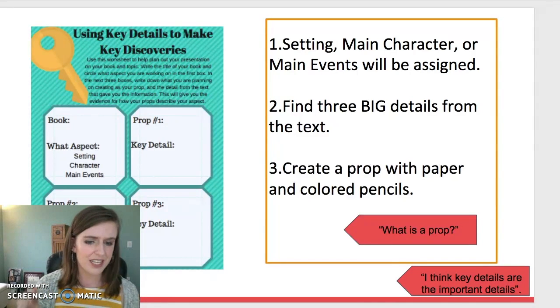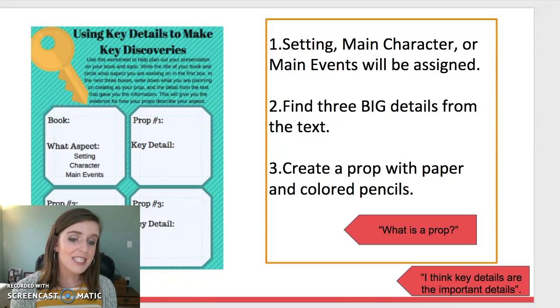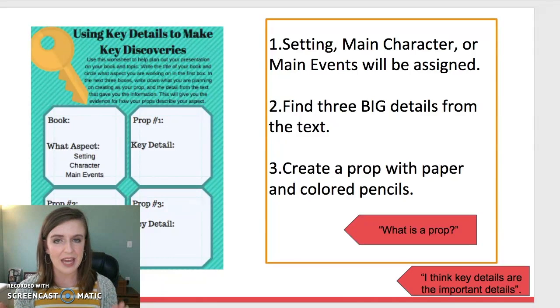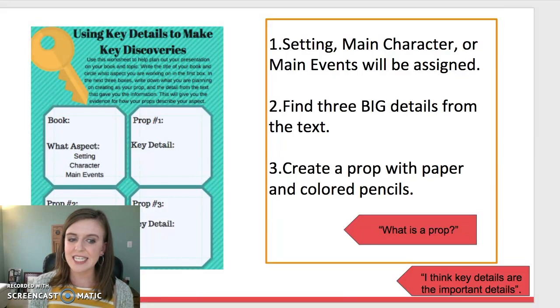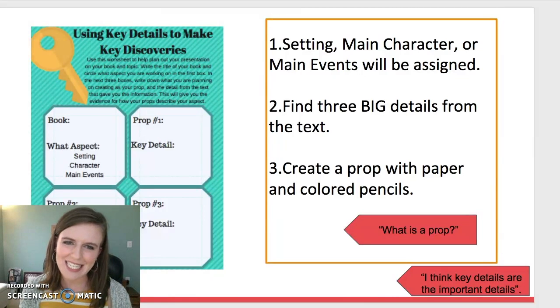So someone asked, what is a prop? So a prop is going to just be a picture that you create that is going to represent what you've learned from that key detail from the text. So I started talking about key details. Does anybody have any idea about what a key detail is?